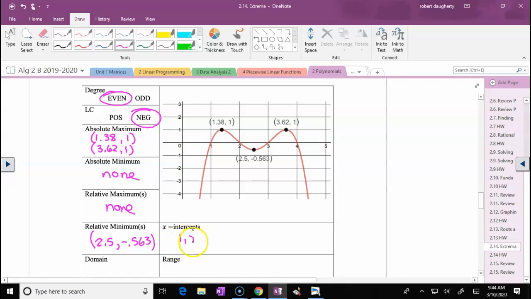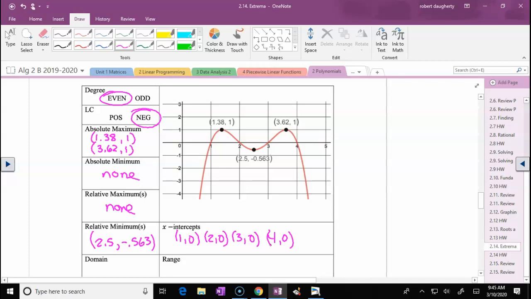1, 0, yeah. 2, 0, and 3, 0, and 4, 0. What if I were to ask you what's a factor of that polynomial? What's a factor? x minus 1, x minus 2, x minus 3, x minus 4 are all factors of this polynomial. What is the domain of this polynomial?